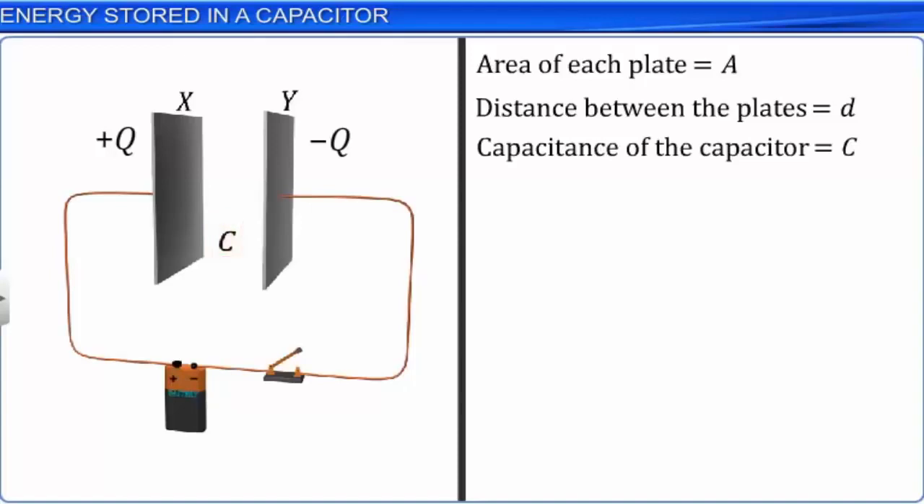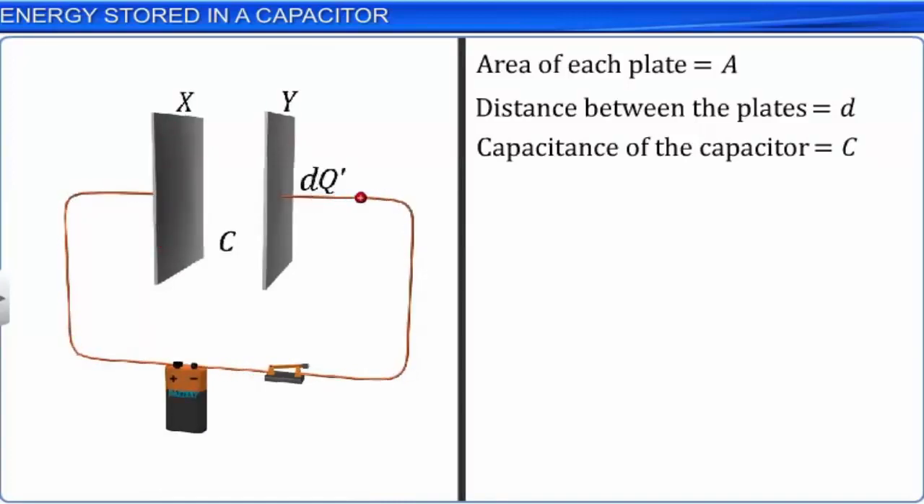Let us now try to understand the mechanism involved in the process of charging of the capacitor plates from an energy point of view. In order to do that, we need to first imagine that the plates of the capacitor are completely uncharged. Now imagine removing an infinitesimally small positive charge plus dq dash from the plate Y and transferring it to the other plate repeatedly.